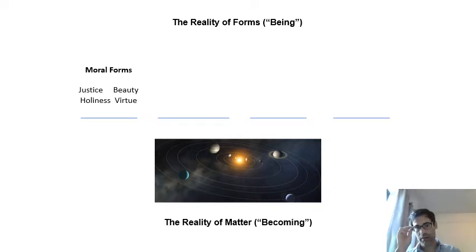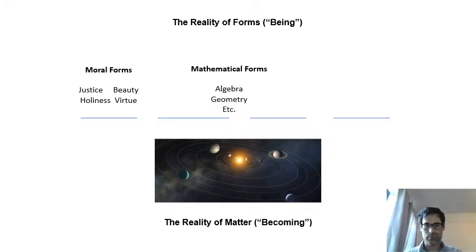Now, instead of the reality of forms being comprised purely of numbers, he argues that there exist these ideal, perfect archetypes of many different things that exist in our world, and he gives us the different types. First of all, we have what we might call moral forms, that is the forms or archetypes of moral principles like justice, beauty, holiness, and virtue. He does say that there also exist mathematical forms like certain laws of algebra, geometry, etc. And he says that there also exist these blueprints of so-called physical forms like color, smell, texture, and shape.